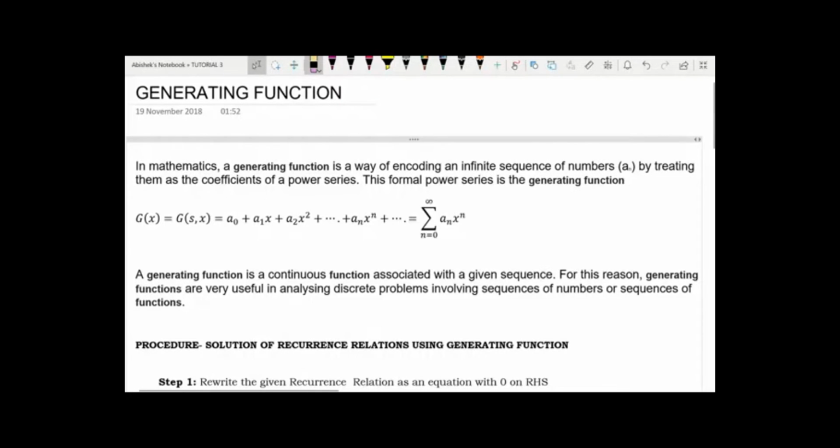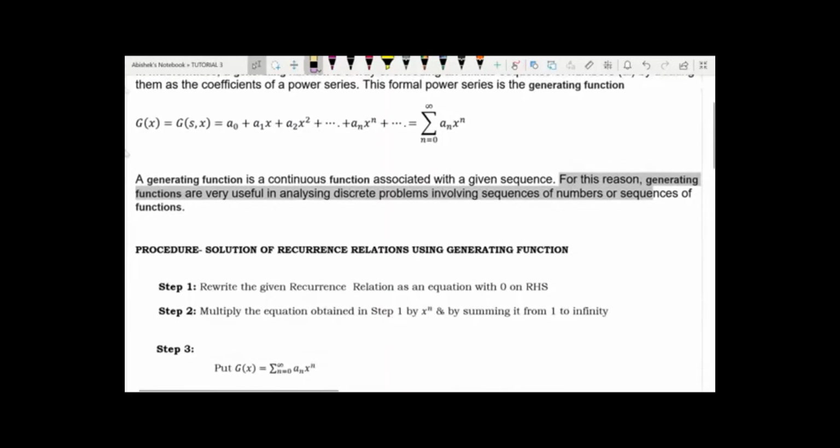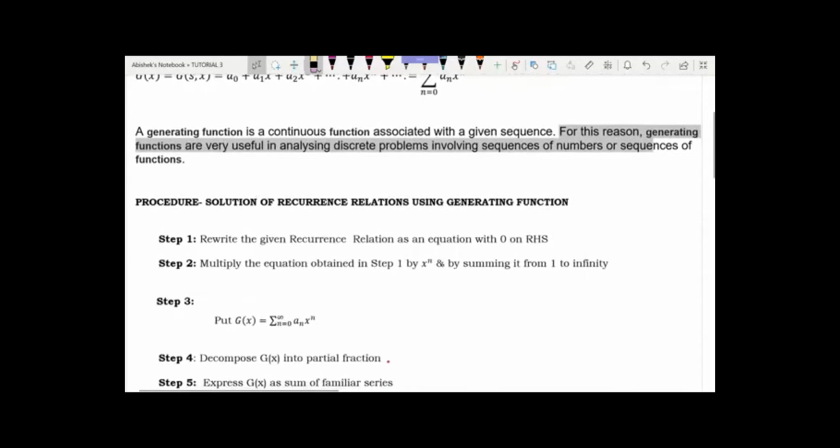Generating function is a way of encoding an infinite sequence of numbers by treating them as the coefficients of a power series. The general form of generating function is given by g of x equals summation of n equals 0 to infinity a n x power n. It is a continuous function associated with a given sequence. For this reason, generating functions are very useful in analyzing discrete problems involving sequences of numbers or sequences of functions. The main application of generating functions is that it is used to solve recurrence relations.